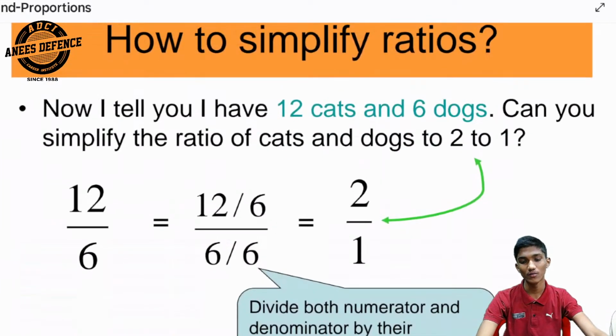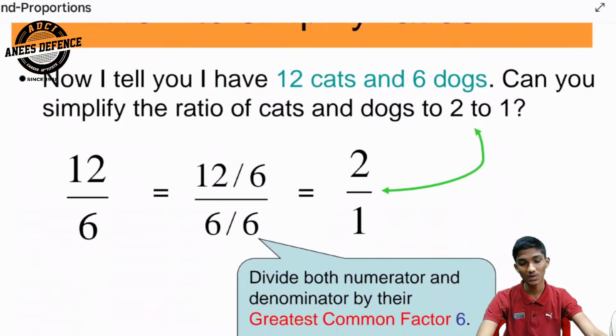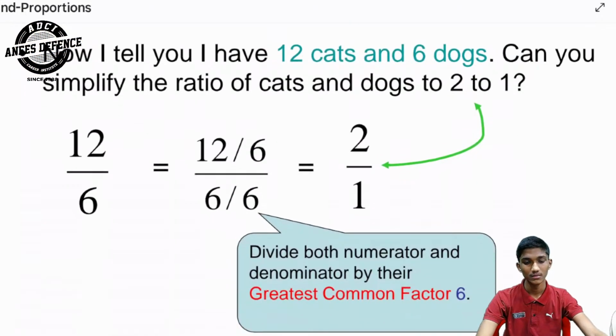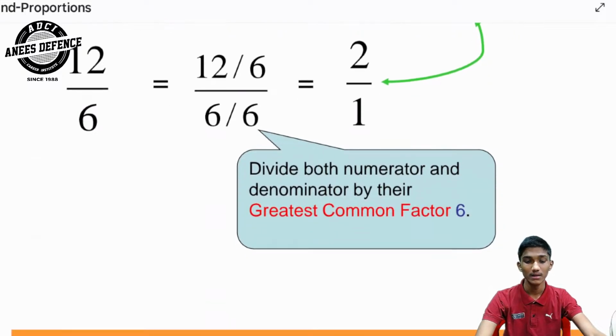Now suppose I have 12 cats and 6 dogs. Can you simplify the ratio of cats and dogs to 2 to 1? So here 12 upon 6 is equal to 12 by 6 upon 6 by 6, which is nothing but 2 upon 1. We divide both the numerator and denominator by their greatest common factor, 6.